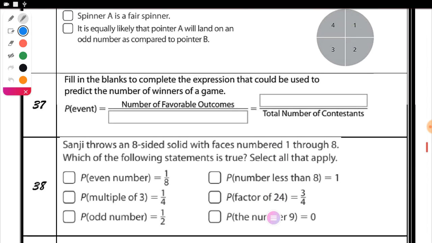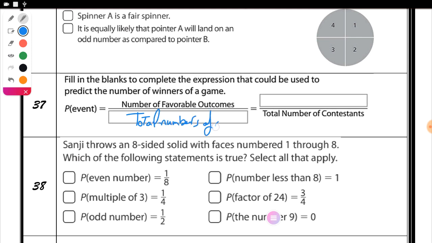37. Fill in the blanks. Probability of an event equals the number of favorable outcomes, which is the part, over the total number of outcomes. All the outcomes will be in the denominator.